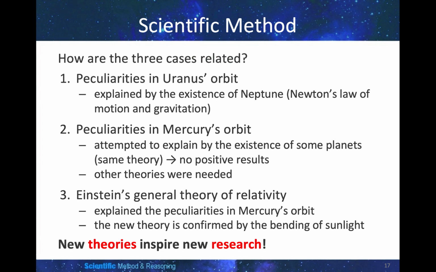So, how are the 3 cases in the reading assignments related? When people observed that there were peculiarities in Uranus' orbit, they explained it by the existence of Neptune using Newton's law of motions and gravitation. In the second article, when they observed peculiarities in Mercury's orbit, they also used Newton's laws to prove it, but this time they failed. Finally, Einstein's general theory of relativity was used to explain the peculiarities of Mercury's orbit. This new theory also inspired a lot of research.